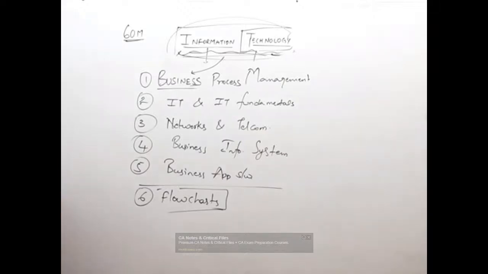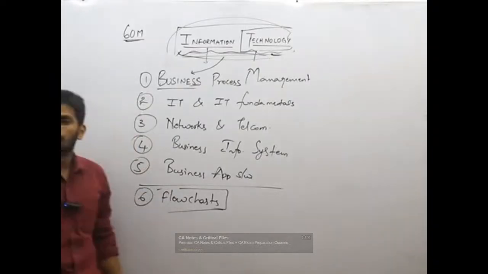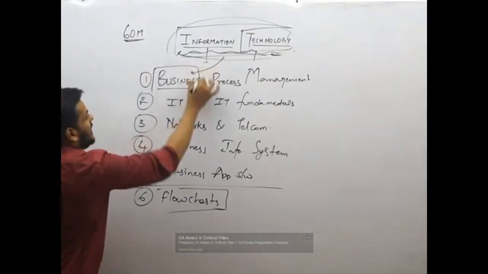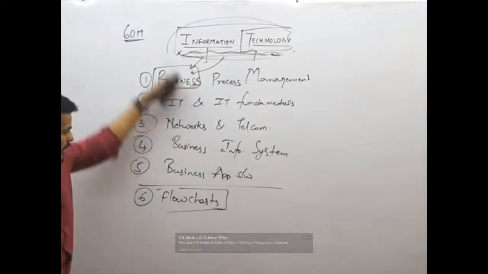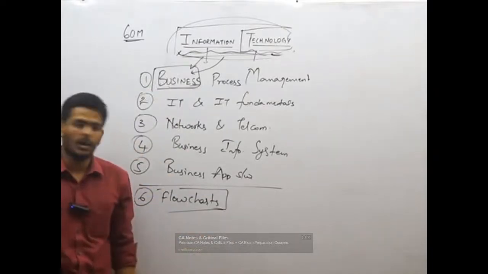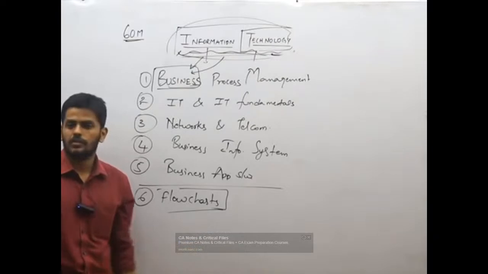And this is what it is going to be for all the 50 marks. Understood? So these are the 5 topics. Of course, flowchart you can include in the first topic itself. So these are the topics that you are going to see on how IT is going to help in business and what are the various things that IT has brought us in the current situation.